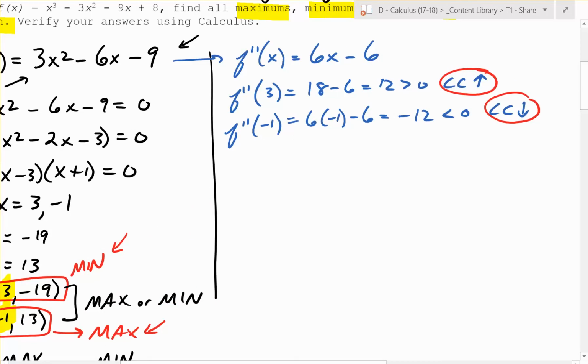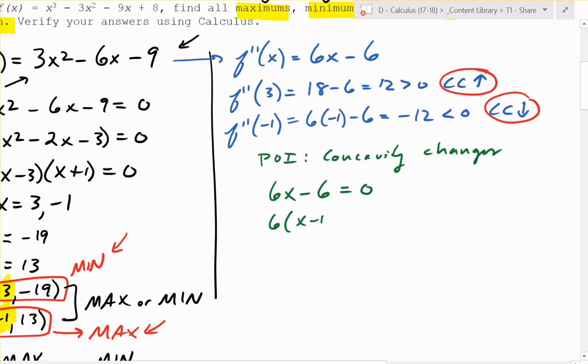Now we need to find points of inflection. A point of inflection is where concavity changes from positive to negative or negative to positive. So the way we figure out where that happens, if that happens, is looking at the second derivative, which is 6x minus 6, and setting that equal to 0. So that means that 6 times x minus 1 equals 0. So x equals 1 is the only solution.